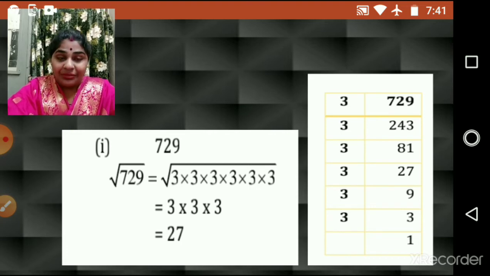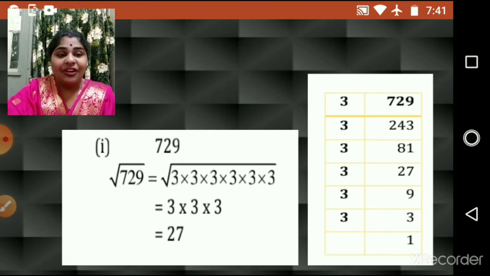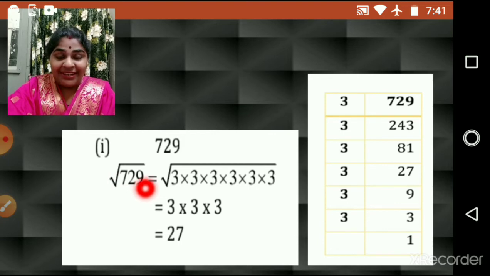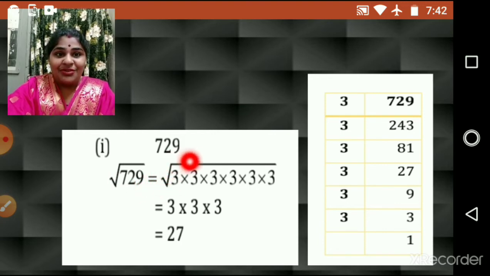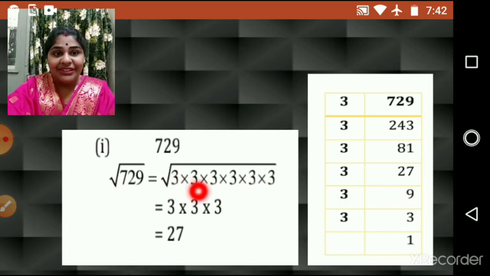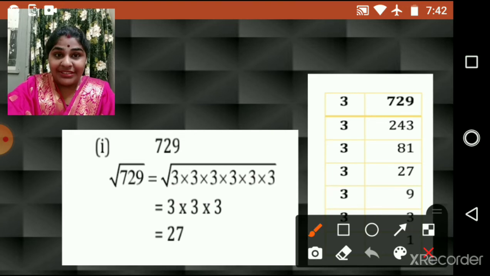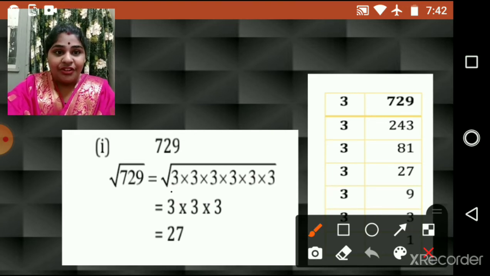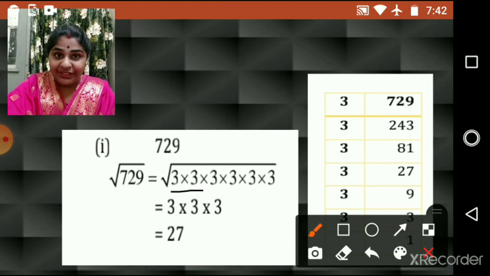Now once you divide this, arrange all the prime factors of the given number. That is, square root of 729 is equal to square root of the prime factors of that number, that is 3 into 3 into 3 into 3 into 3 into 3. Now what you are going to do is pair the similar factors, right? So here I can see 1 pair of 3, 2 pairs of 3, 3 pairs of 3.